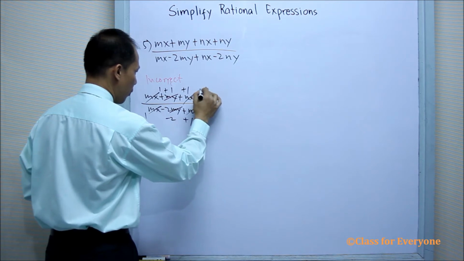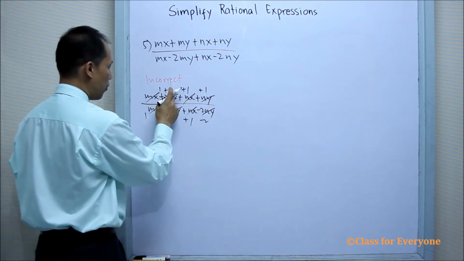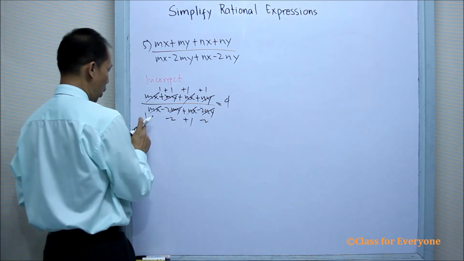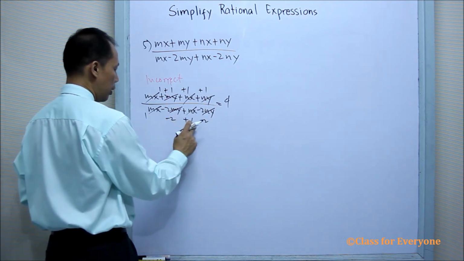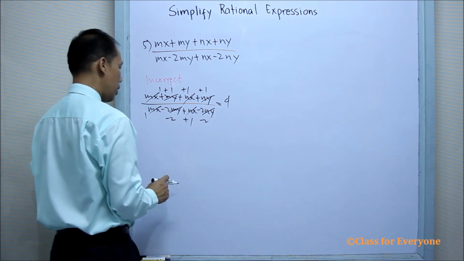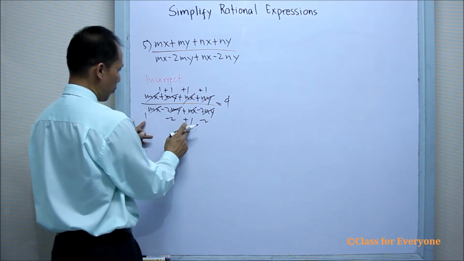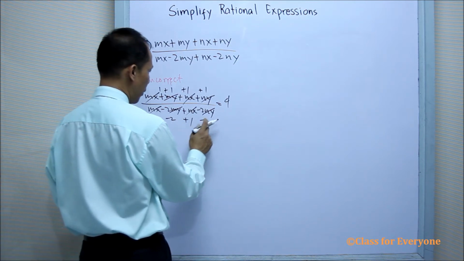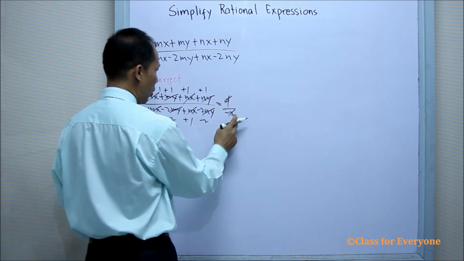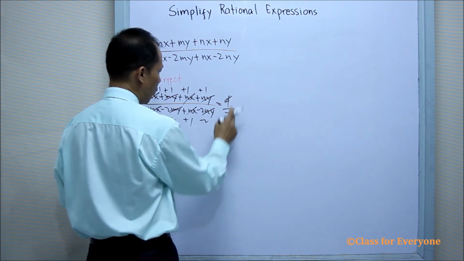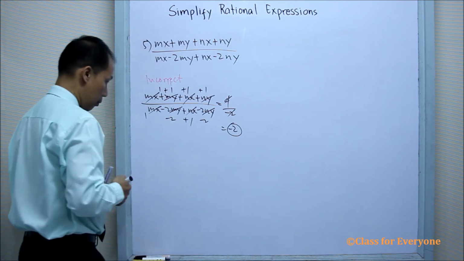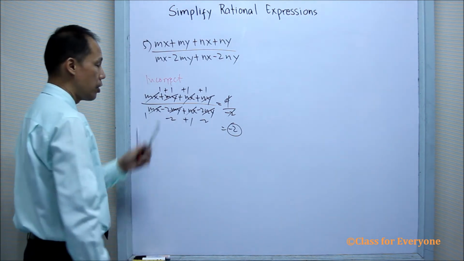And this is 1. So 1 plus 1 plus 1 plus 1 equals 4. 1 minus 2 is negative 1, plus 1, you have a 0. And then over a negative 2, so negative 2. And then divide this out because they have a common factor of 2. So 4 divided by negative 2 is negative 2. But this is wrong. It's incorrect.